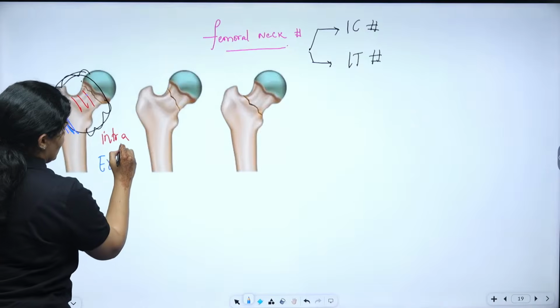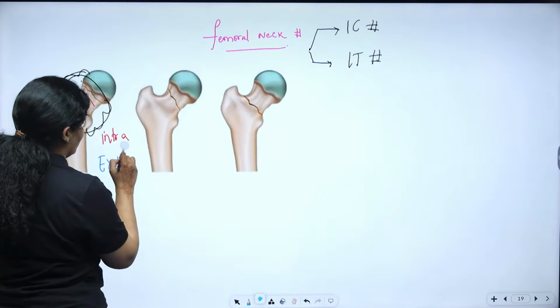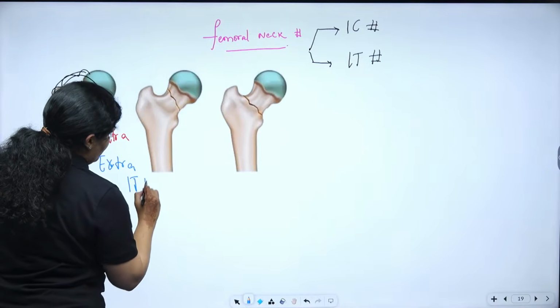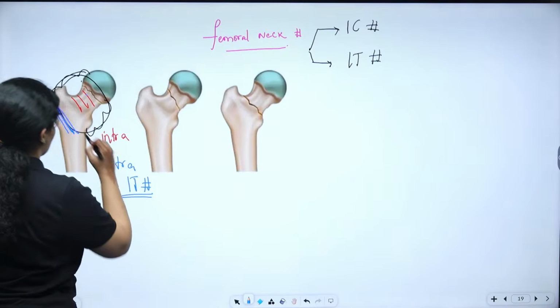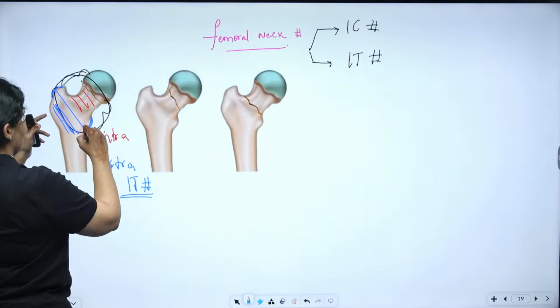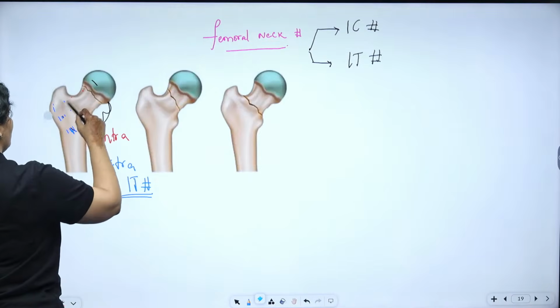Intra is the IC fracture and extra is the IT fracture. Is that clear now? IT means intertrochanteric. So this is the greater trochanter, this is the lesser trochanter. In between the trochanters, if the fracture appears, that is called your IT fracture.